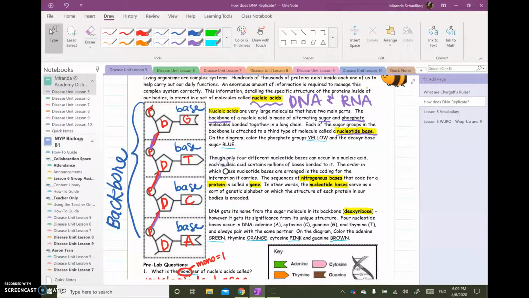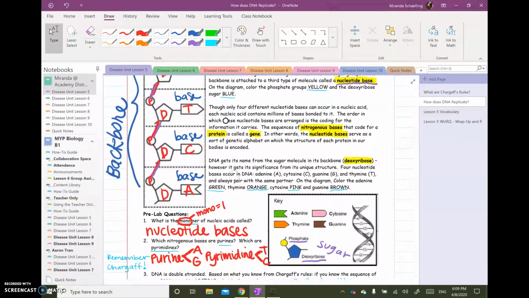All right. So though only 4 different nucleotide bases can occur in a nucleic acid, each nucleic acid contains millions of bases bonded to it. The order in which these nucleotide bases are arranged is the coding for the information it carries. The sequence of nitrogenous bases that codes for a protein is called a gene. In other words, the nucleotide bases serve as a sort of genetic alphabet on which the structure of each protein in our bodies is encoded. So these are the letters.